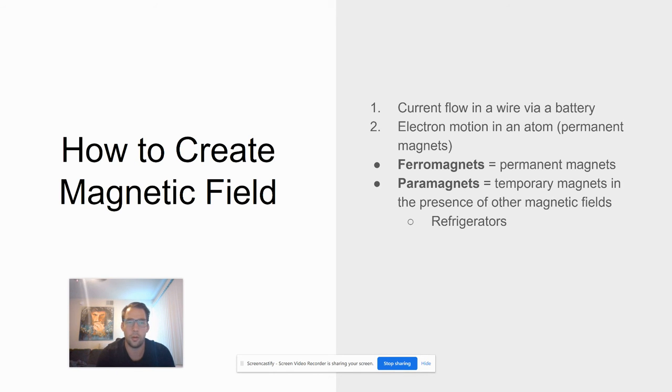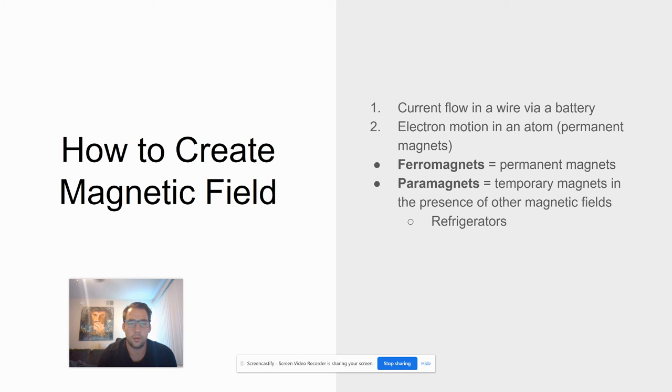Okay, so how to create a magnetic field? One way is to have a current of electrons through a wire. That's going to create a magnetic field. The other part is sometimes they just occur naturally. These are permanent magnets out in nature.